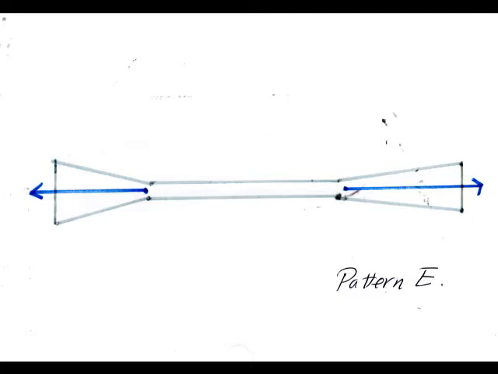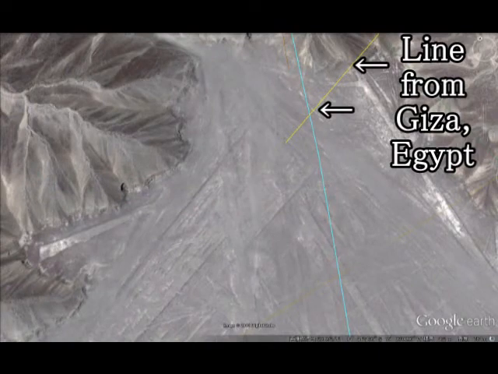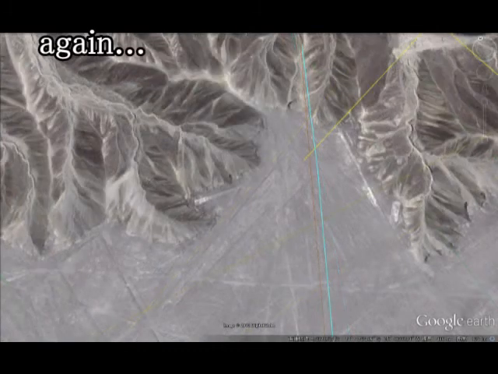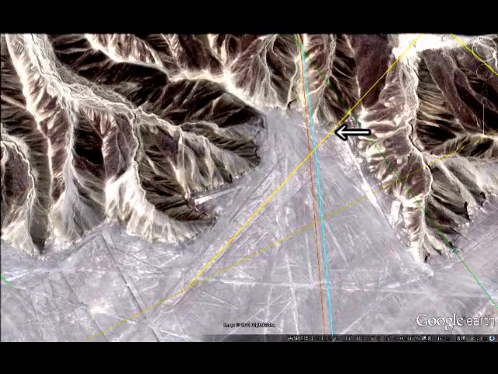And this pattern E is a very exceptional case. Even in Nazca, one runway shows two directions together. I'll show you one example in Nazca. This yellow line comes from Giza, Egypt, and this line goes straight along with this runway.